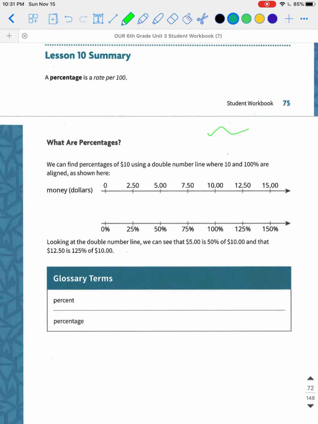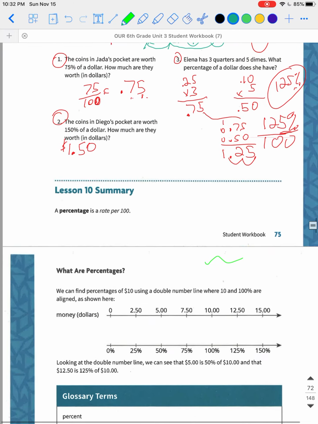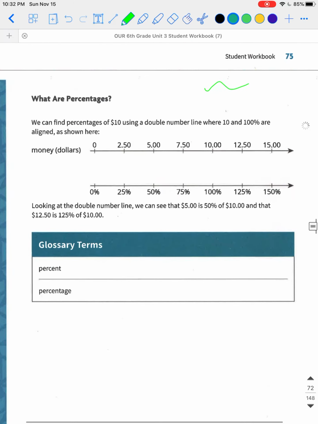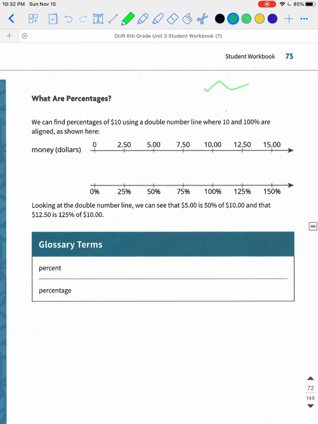Our lesson summary. We're talking about percentages. Well, earlier up here we had our dollar, right? Well, now this is showing us percentages of $10 using a double number line. So if we have our $10, 100% of our $10 is $10. If you have 100% of your $10, then you have $10.